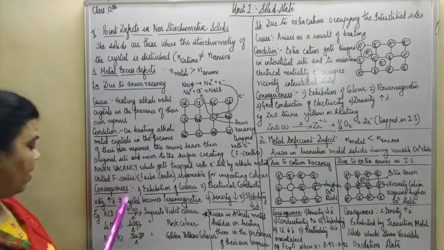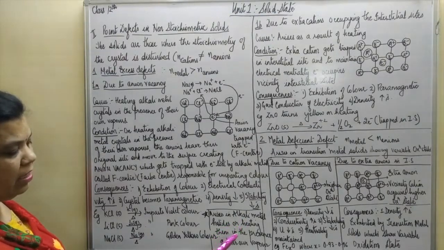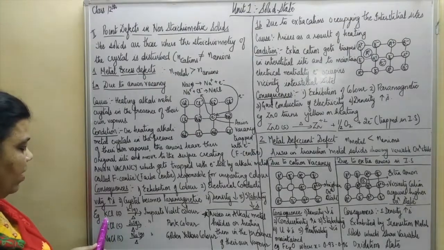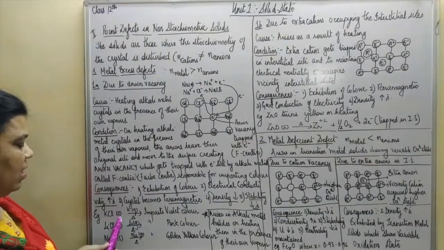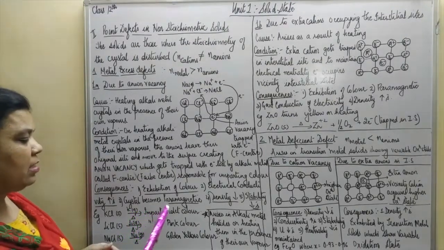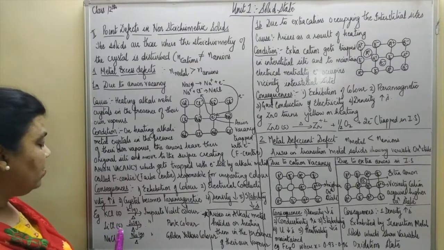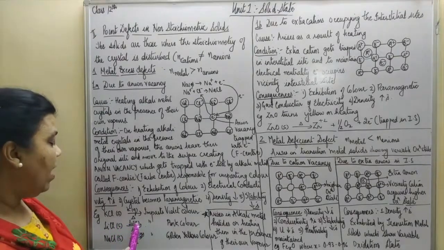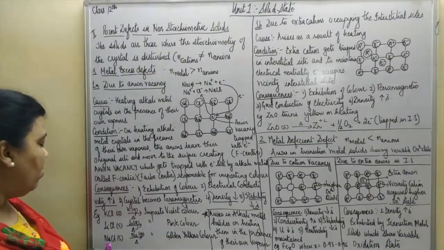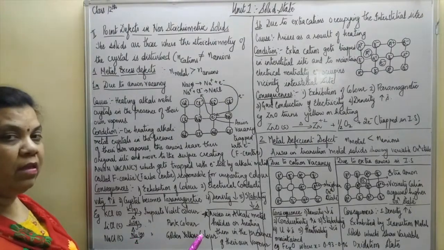Let us look at the examples. As I told you, it arises in alkali metal halides on heating them in the presence of their own vapors. So let's take examples of alkali metal halides. KCl solid, when heated in the presence of potassium vapors, imparts violet color to the crystal. In the same manner, LiCl solid, when heated in the presence of Li vapors, imparts pink color to the solid. In the same manner, NaCl, when heated in the presence of the Na vapors, imparts golden yellow color.